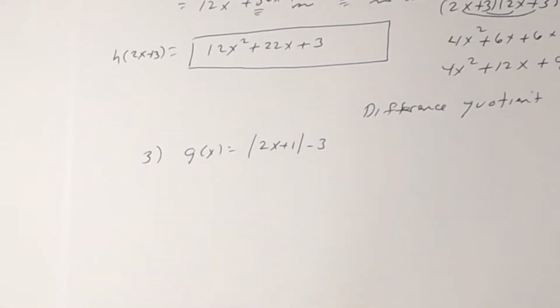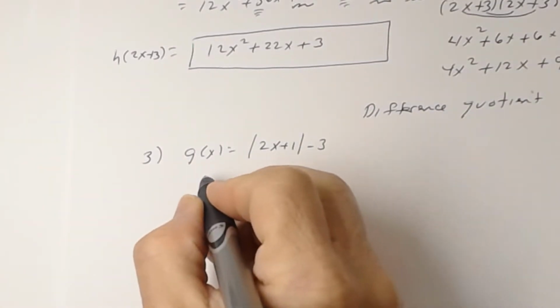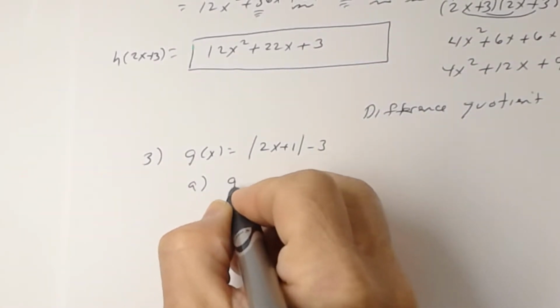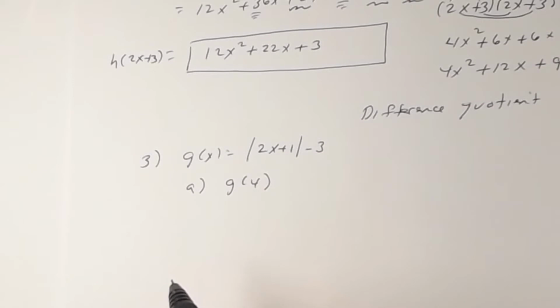All right. Now remember, that's an absolute value function. That's not a linear function. It's not a quadratic function. It's an absolute value function. Their graphs are different. And if I want to find a, and a says find g of 4. Now that's always the easy kind, to evaluate it at a number.